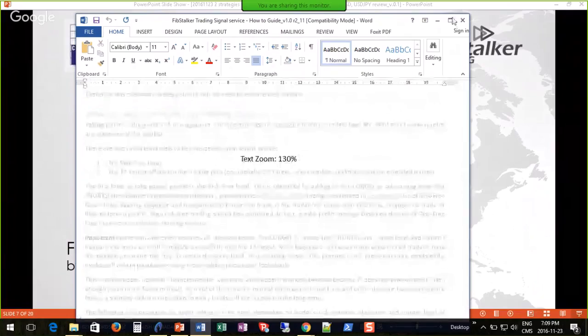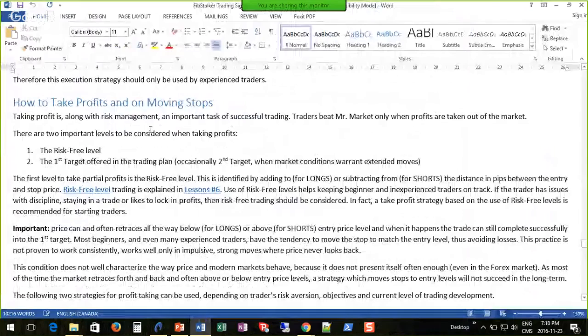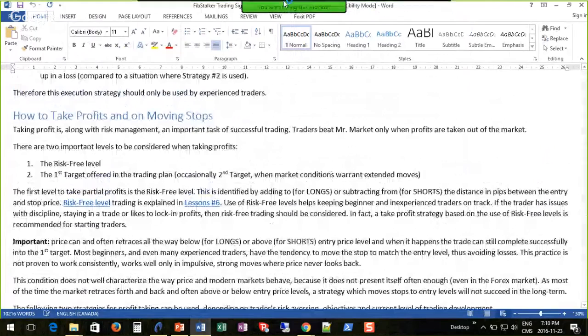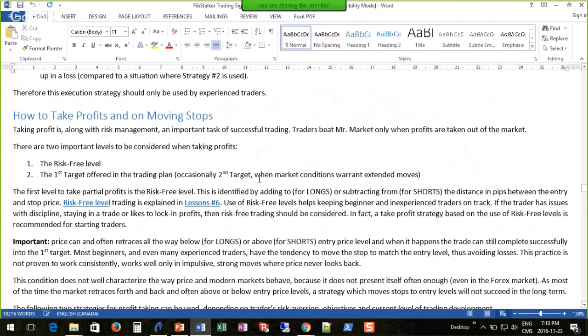I don't know if you can see this. I'll try to make this a little bit bigger here, to allow you to read. We're not going to read all this. I'm just going to show you the two main ideas here. As you might know, I'm a fan of using risk-free levels and risk-free trading. I explained risk-free trading last week, but I'll do a very quick recap about what risk-free trading is and how we calculate the risk-free level. The risk-free level is involved in the first strategy.